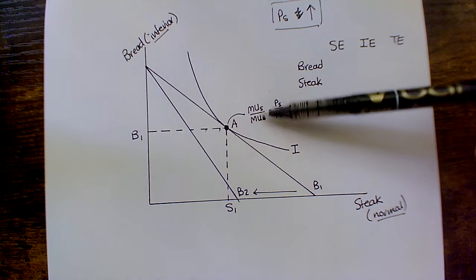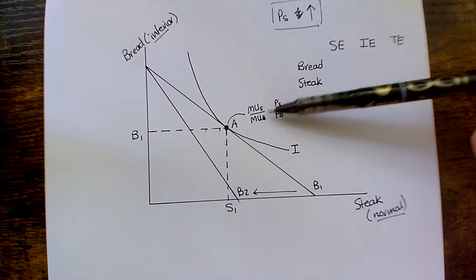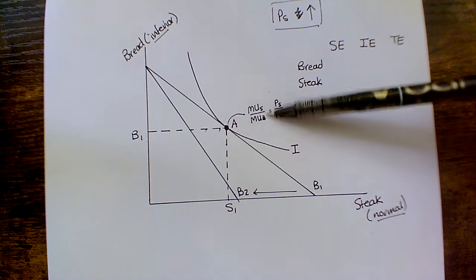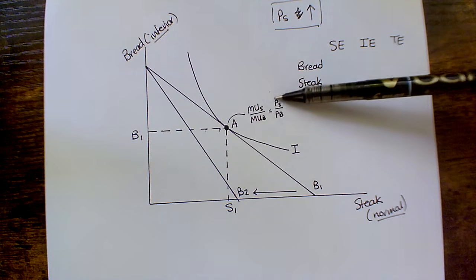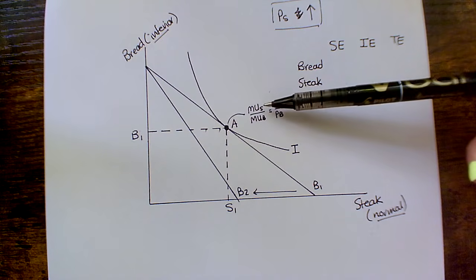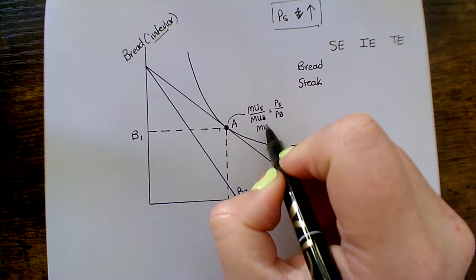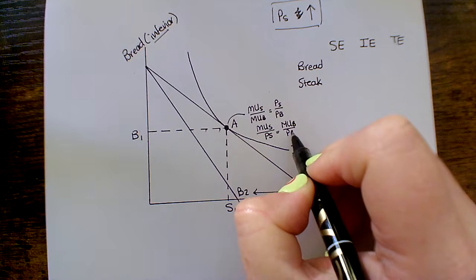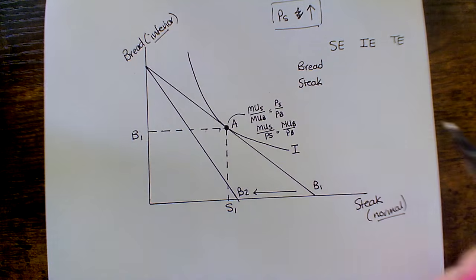I'm putting this in this order because you always put the X variable in the numerator and the Y variable in the denominator. So what I'm saying here is that the rate at which I'm willing to trade bread for steak began as equal to the rate at which I must trade steak for bread. So these two things are equal, which also means MUS over the price of S is equal to the MUB over the price of B. So if I just switch where these two things lie in that equality.